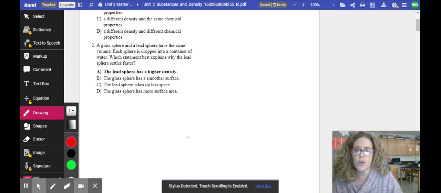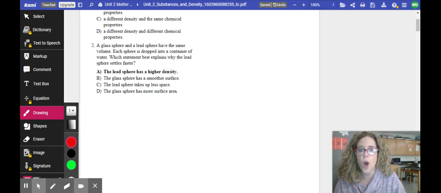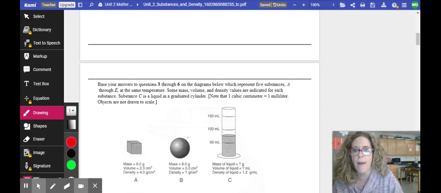And so for question number 2, if I have these two spheres and I drop them into water, one sinks and the other doesn't, or one sinks faster than the other, it means that they're going to have a different density. So remember, we haven't talked about anything about surface area yet. So then you can already eliminate those two choices. Always eliminate two choices if you can right off the bat.